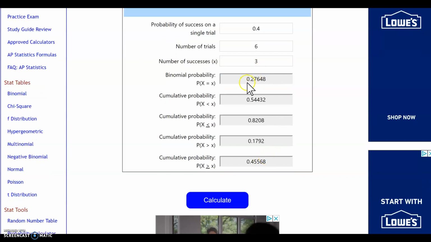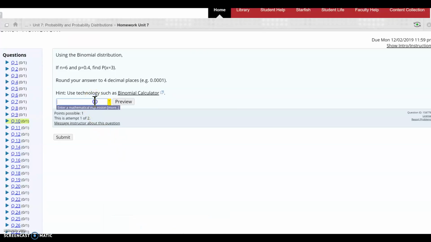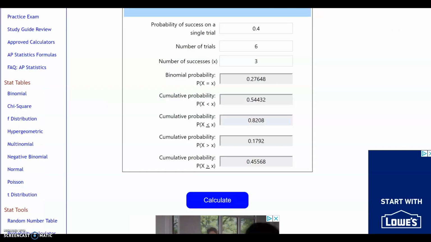And here's the number that I need. X equals 3, which is 0.2765. All right, let's plug that in and make sure it works. 0.2765. Oh, I forgot the number already. Let's see what we have. 2765.